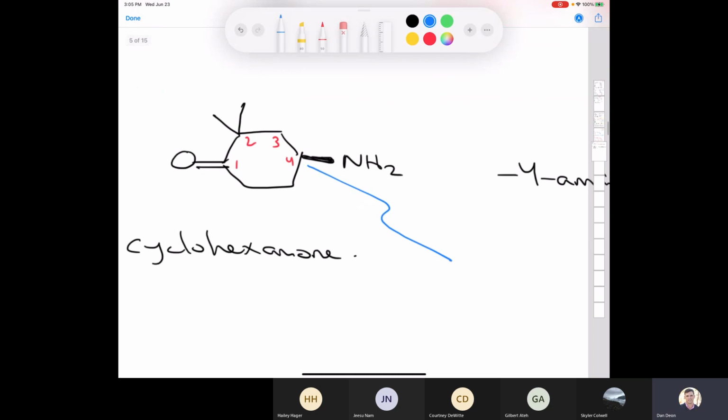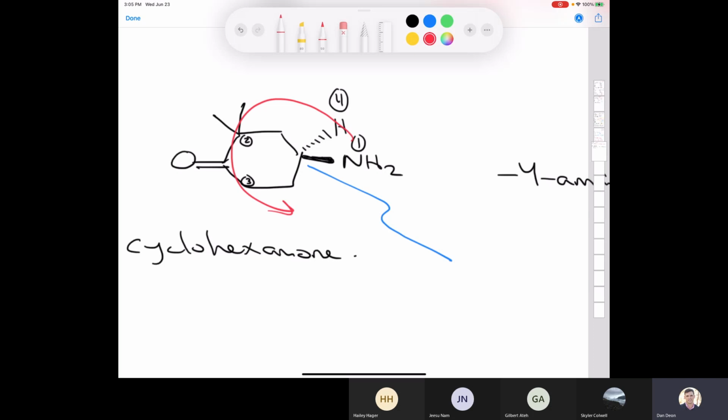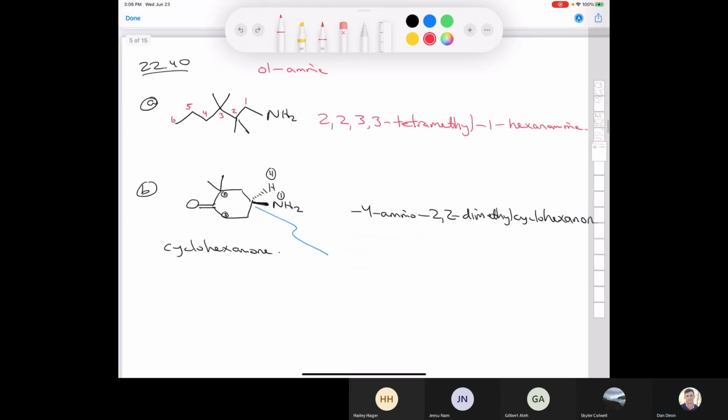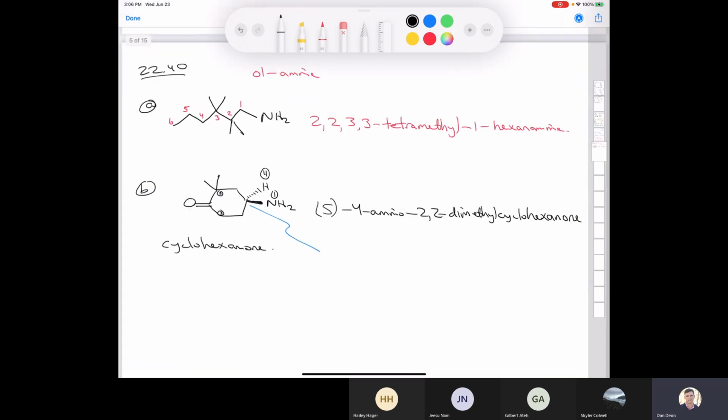If I take a look at the chirality center, I've got the lowest priority group going behind the page or behind the screen. That's your hydrogen. It's number 4. The nitrogen is number 1. This is going to be group number 2, and this will be group number 3. So I go from 1 to 2 to 3, which is S, and so this is an S compound. I'll put that in the name, and so the compound is S-4-amino-2,2-dimethyl cyclohexanone.